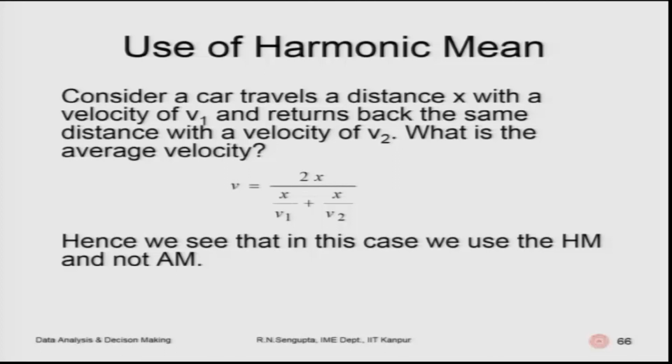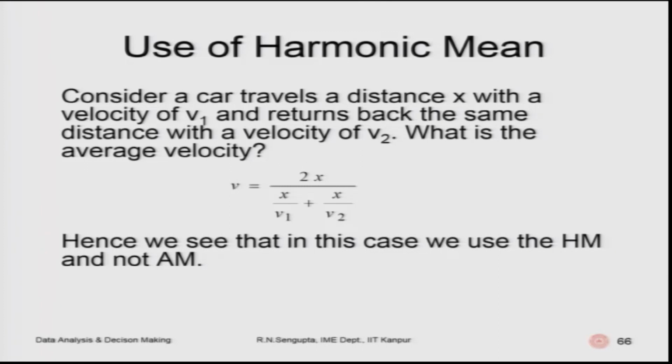Consider a car travels a distance x with a velocity v1. Consider I am going from Delhi to Jaipur, or traveling from Bengaluru to Chennai. The car travels a distance x with a velocity v1 and returns from Chennai to Bengaluru the same distance with a velocity v2. We want to find the average velocity. In the first case the time taken is x by v1, which is distance by velocity, and when it returns the time taken is x by v2.